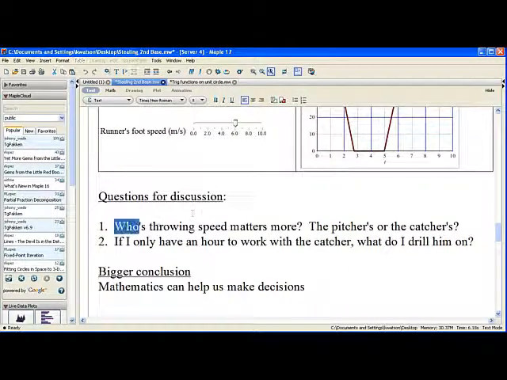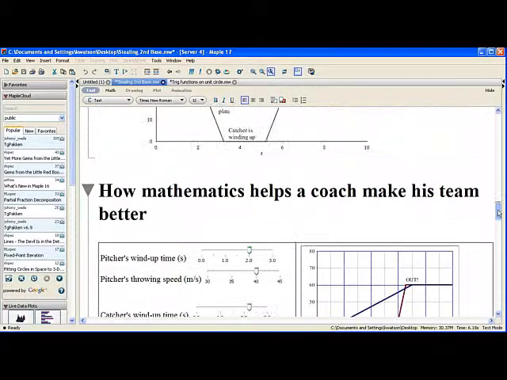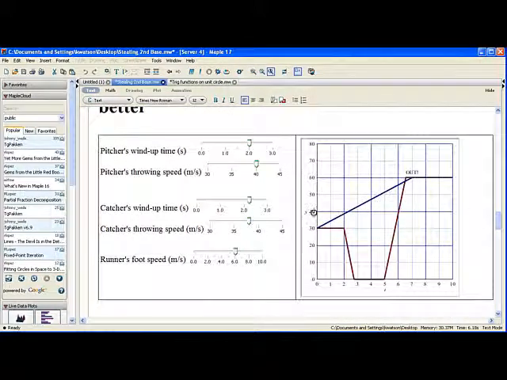First I would ask them, whose throwing speed matters more, the pitcher's or the catcher's? Well, let's take a look. We saw that the catcher's throwing speed can only move the total time by about 0.8 seconds. Let's do the same thing with the pitcher's speed. At the minimum, it looks like we're almost at 7 seconds, and at the maximum, we're still at about 6.5. So the pitcher's throwing speed can only change the outcome by about half a second at most. The catcher's was slightly more.